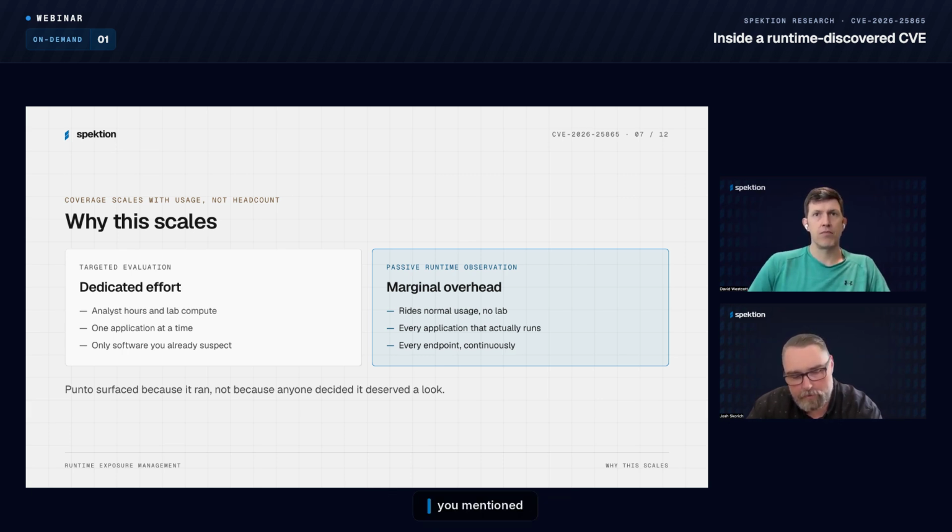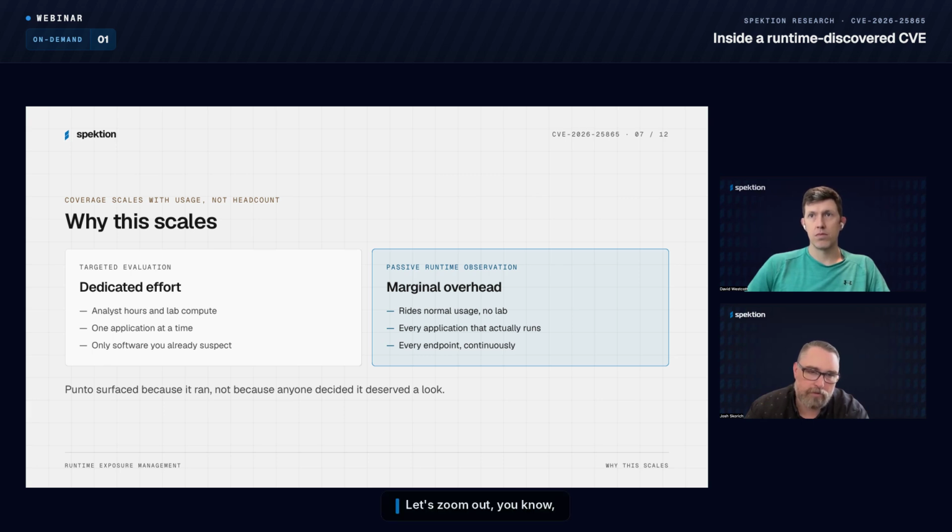So you mentioned watching it at runtime. How does that change the math? Yeah, the observation is completely passive. Pretty much every end user, unless they're really nosy, isn't even going to know that the Spektion sensor is deployed. It just observes, so they can still do everything they do. We're completely passive. We're just collecting the telemetry and then analyzing it for things that we've either flagged previously as malicious or things that we think might be malicious that we'll eventually create a new detection for. Okay.